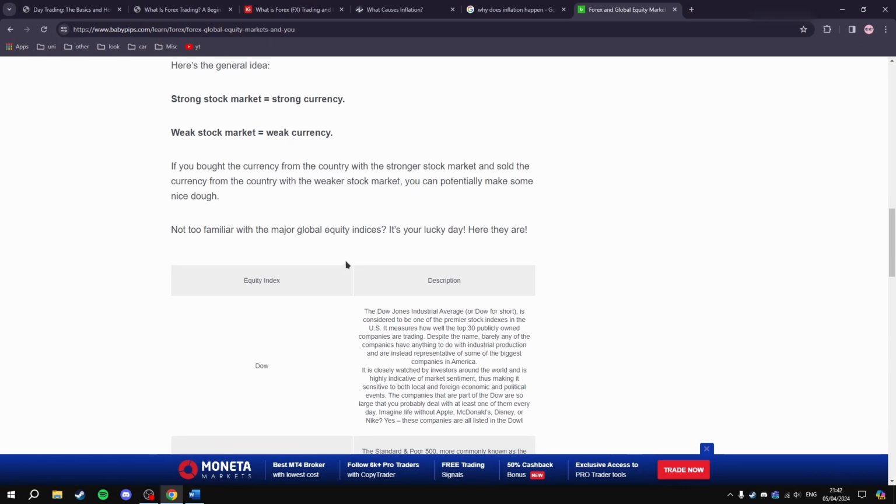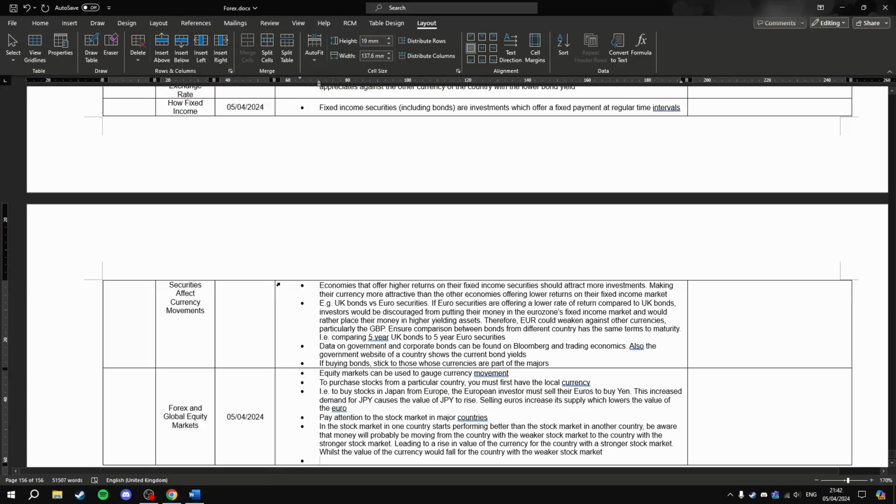Here's a general idea. Strong stock market equals strong currency, weak stock market equals weak currency.